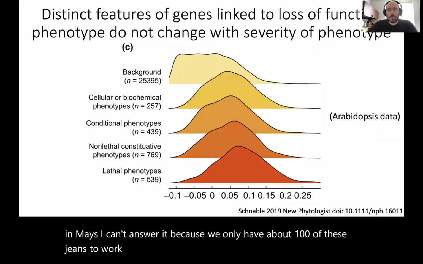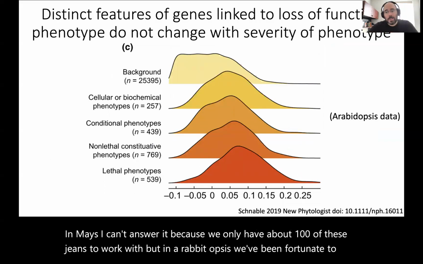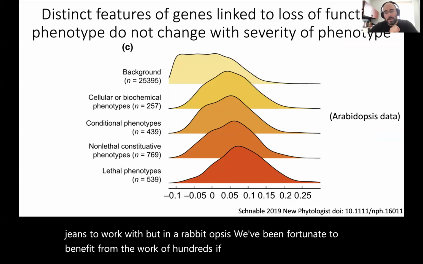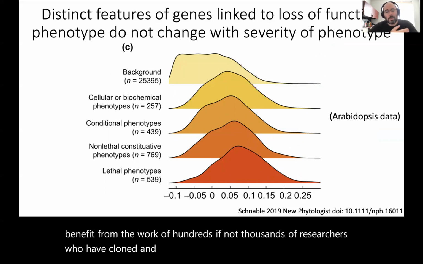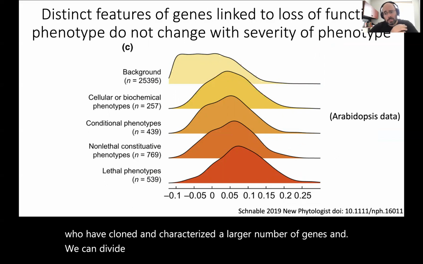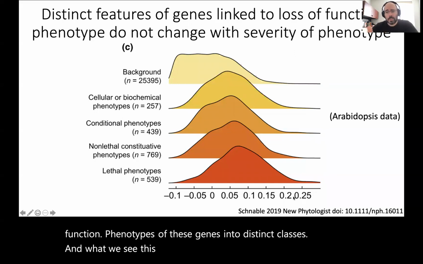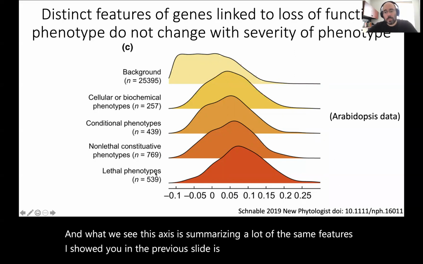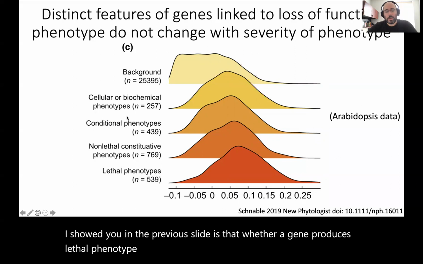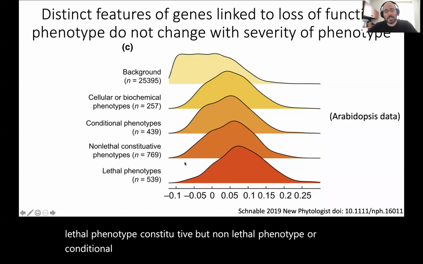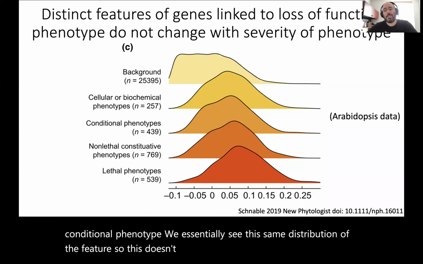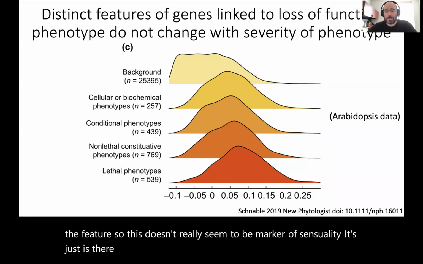But in Arabidopsis, we've been fortunate to benefit from the work of hundreds, if not thousands, of researchers who have cloned and characterized a larger number of genes, and we can divide the loss of function phenotypes of these genes into distinct classes. And what we see, this axis is summarizing a lot of the same features I showed you in the previous slide, is that whether a gene produces a lethal phenotype, a constitutive, a non-lethal phenotype, or a conditional phenotype, we essentially see this same distribution of the feature. So this doesn't really seem to be a marker of essentiality. It's just, is there a phenotype from the loss of function mutant or not?